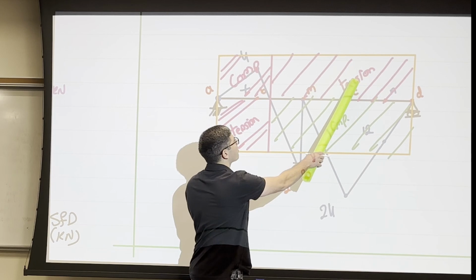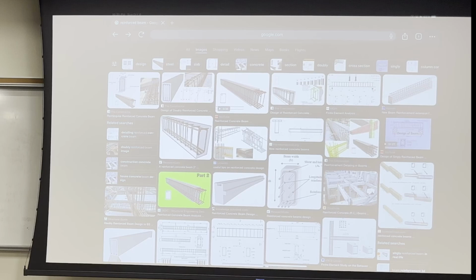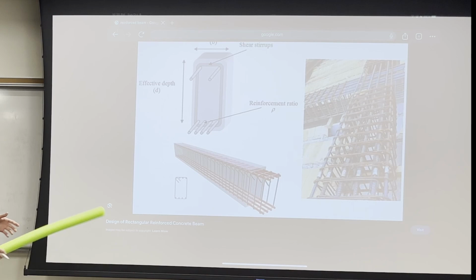That's why we need to know where the tension parts are, so that we can put reinforcement like this, for example. I will show you a picture in a moment. So here I put reinforcement, and here we're gonna put reinforcement, okay? For example, here. This is before we cast concrete, we just put the steel rebars like this.